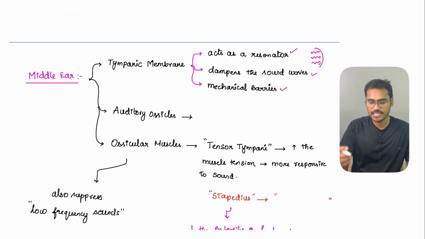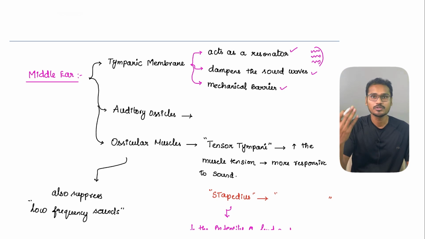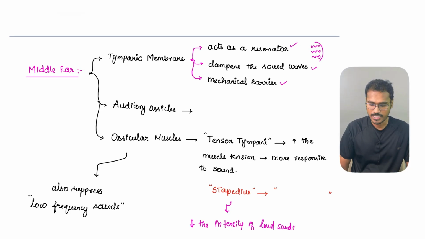They act like a mechanical barrier, because this impulse is going to go to the brain, and all of this function is done by the tympanic membrane. It is acting like a vibrator, resonator, dampener of the sound, and mechanical barrier.